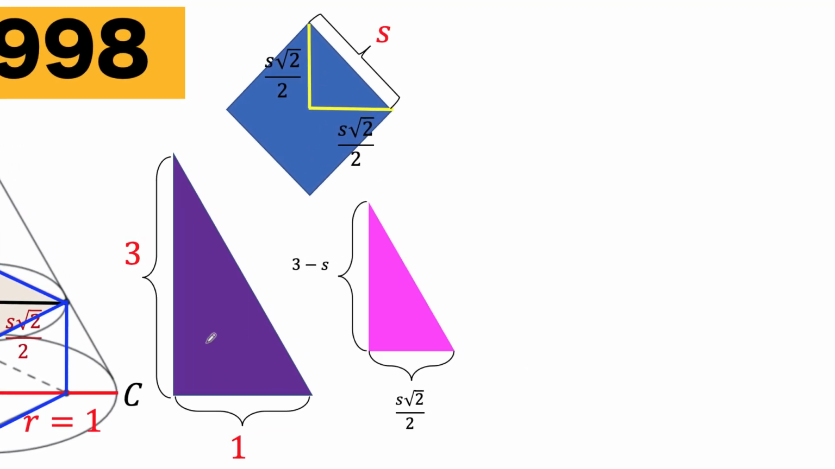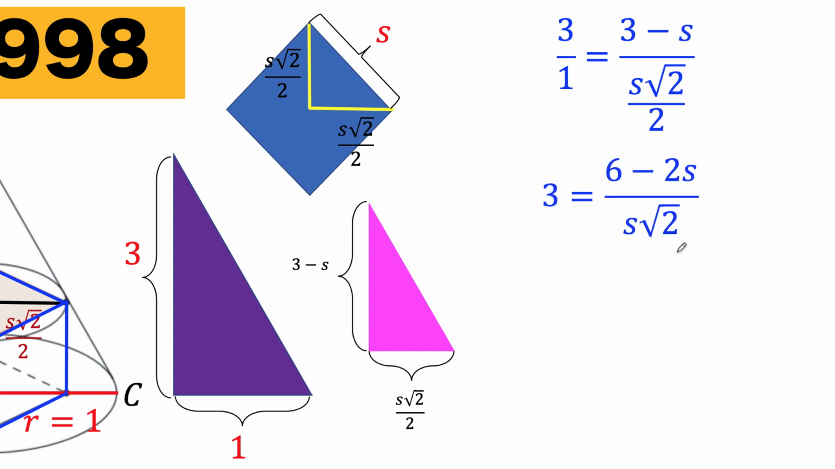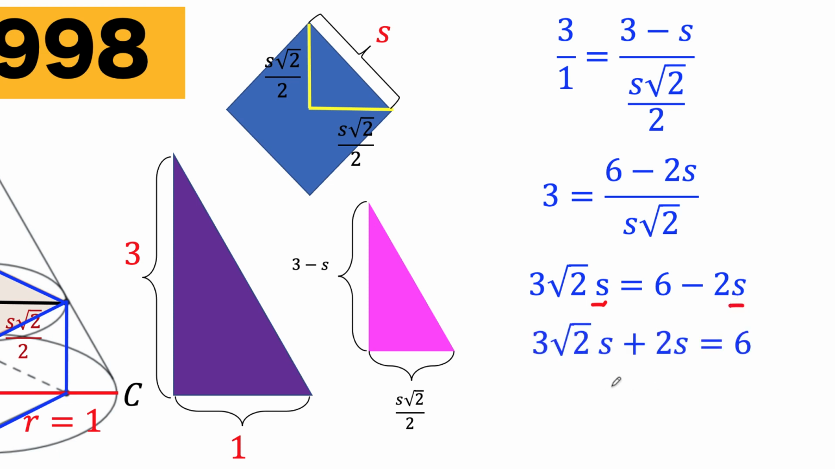The height over the base of the purple triangle is 3 over 1, and the height over the base of the pink triangle is 3 minus S over S times square root of 2 over 2. We simplify the right side by multiplying 3 minus S by the reciprocal of S times square root of 2 over 2 to arrive at 6 minus 2S over S times square root of 2, and 3 over 1 is 3. Multiply both sides by S times square root of 2 to arrive at 3 times square root of 2 times S equals 6 minus 2S. You have a variable S here and another variable S here. We combine like terms in one side of the equation, and finally we arrive at the quantity 3 square root of 2 plus 2 times S equals 6.